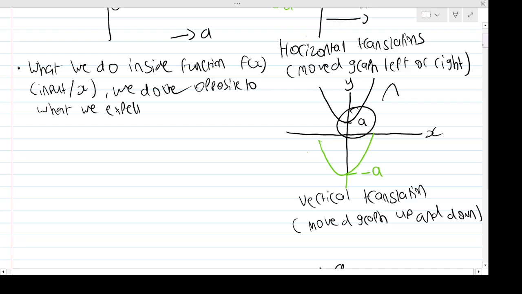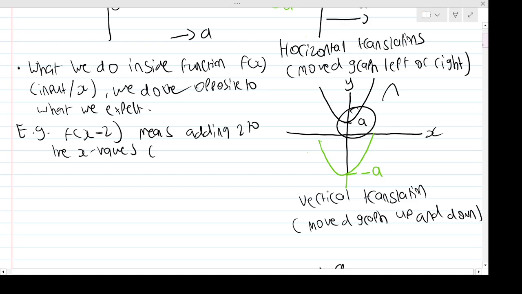So what I mean is, again, as an example, f of x minus 2, say, means adding 2 to the x values, which means shift graph 2 units to the right. Okay, because adding, remember, makes the x values more positive, so it goes along the right side of the x-axis, so it moves it to the right instead of subtracting.